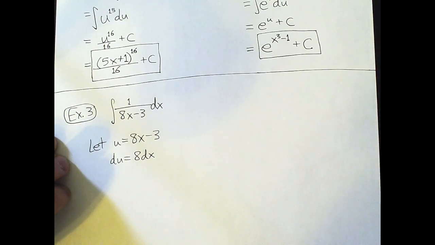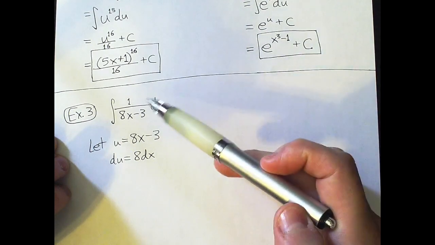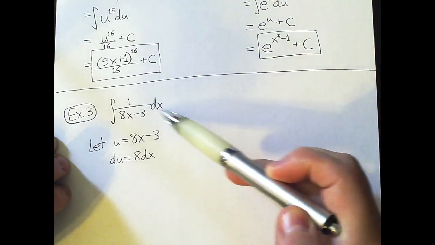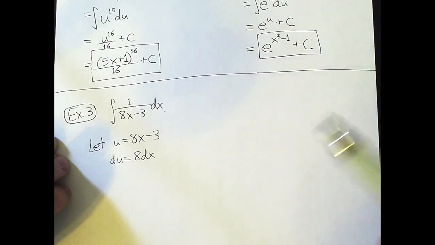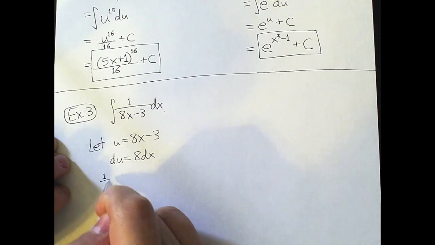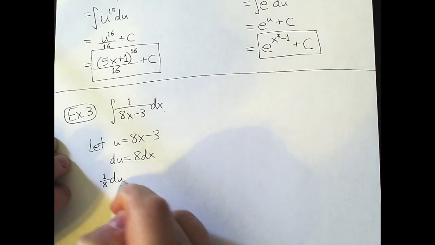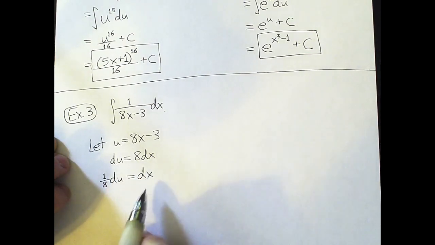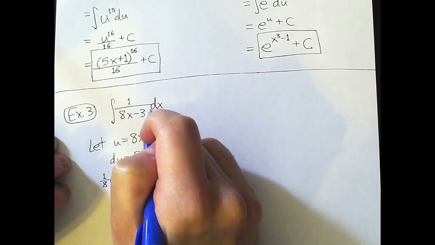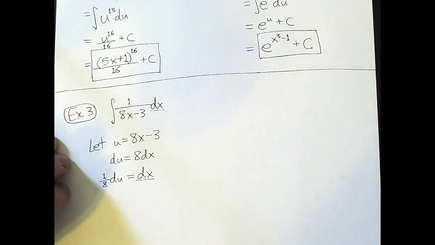And you say, the original problem does not have an 8 dx. Actually, it would be really convenient if the numerator had an 8 in it, right? If the numerator was 8, then yeah, we would have 8 dx, and that would be great. But we don't, so what I'm going to do is multiply both sides of this by 1/8. Because the original problem does have a dx, that dx is going to become 1/8 du.